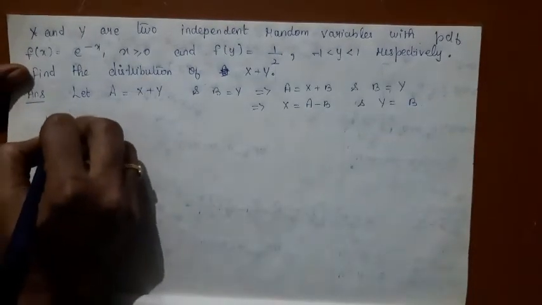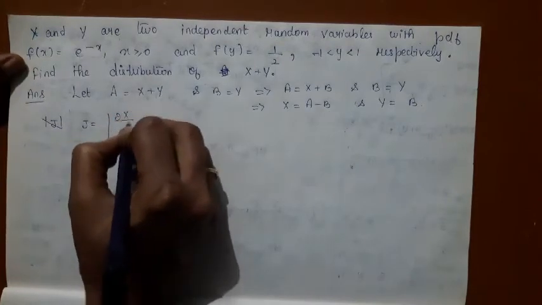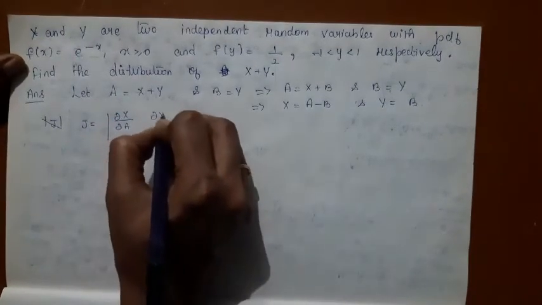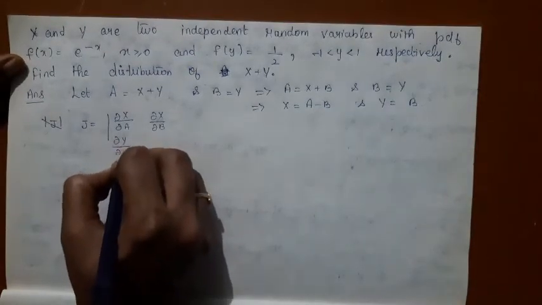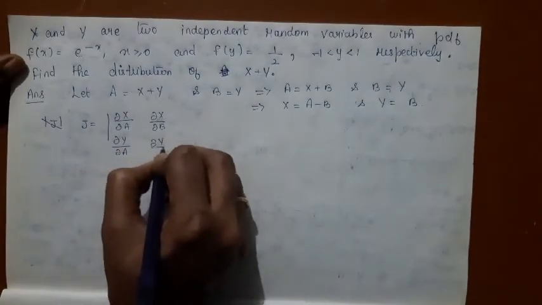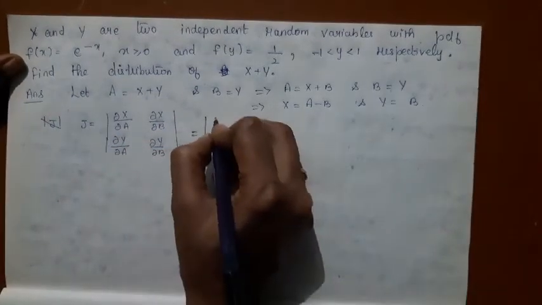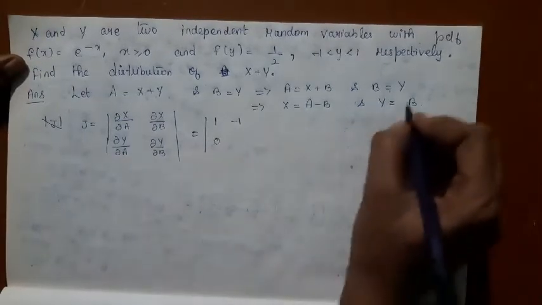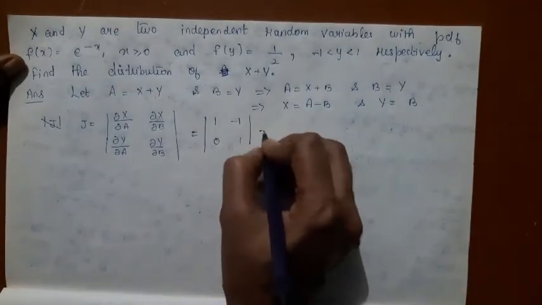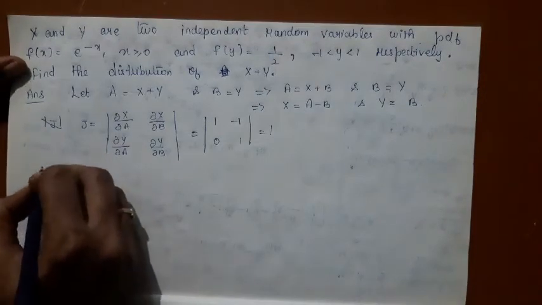Let us compute the Jacobian of transformation. Differentiating x with respect to a and x with respect to b, and differentiating y with respect to a and y with respect to b. Here it is 1, it is minus 1, y with respect to a is 0, y with respect to b is 1, so the Jacobian is 1. Now what is given?